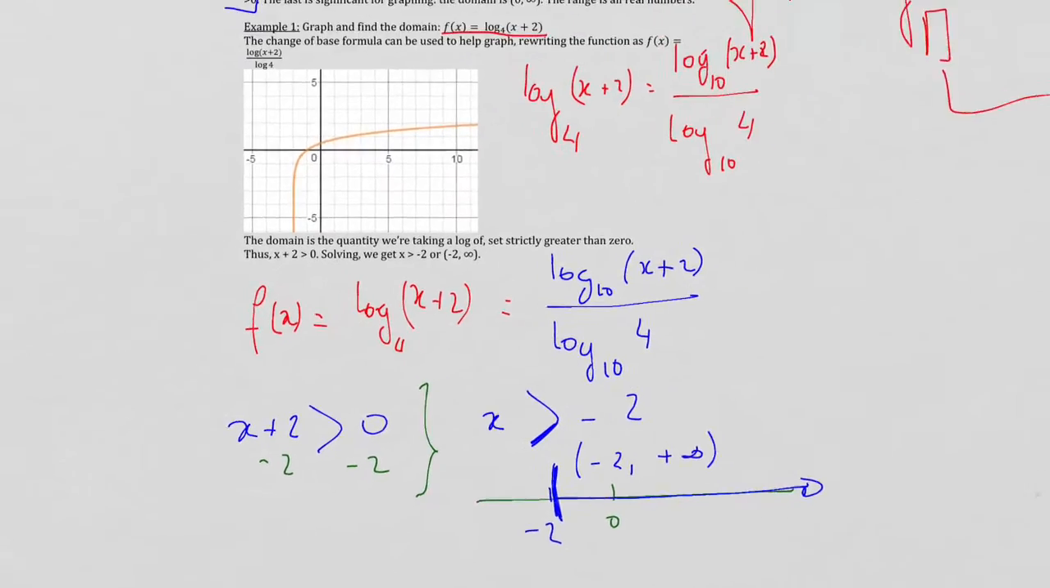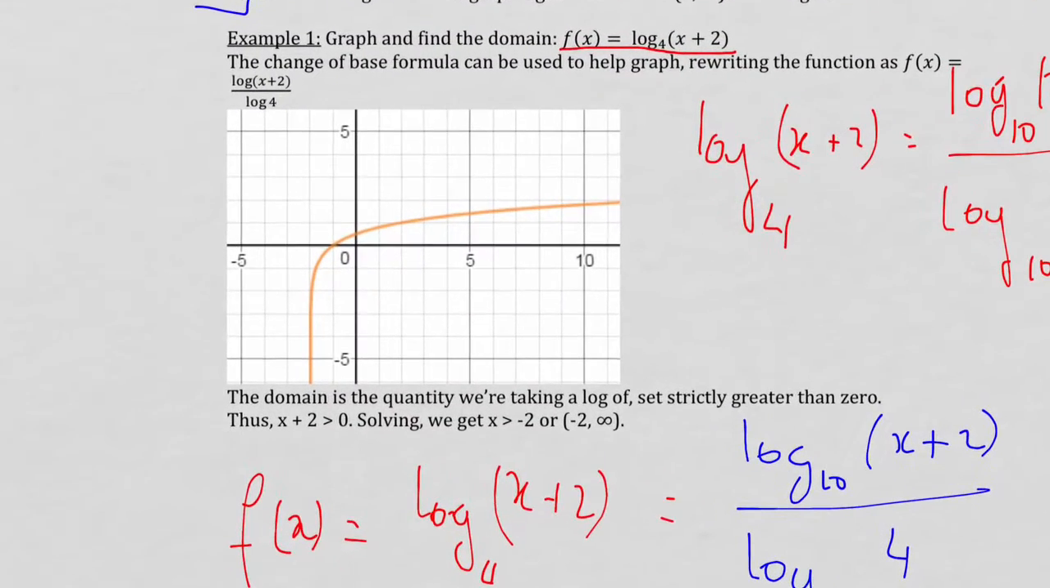Now, if you look at the graph, you can see that from negative 2 right here to plus infinity in that direction, you have the domain.